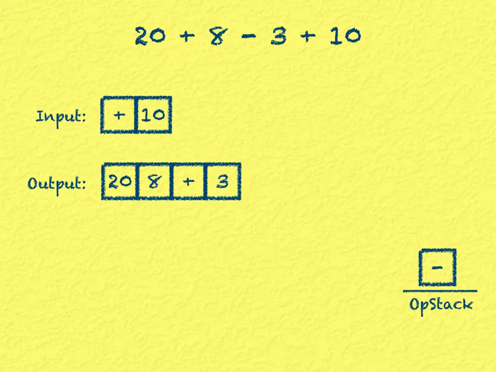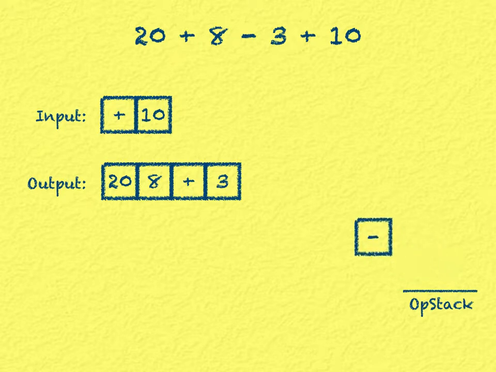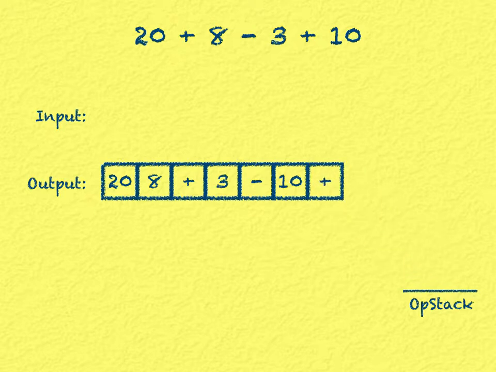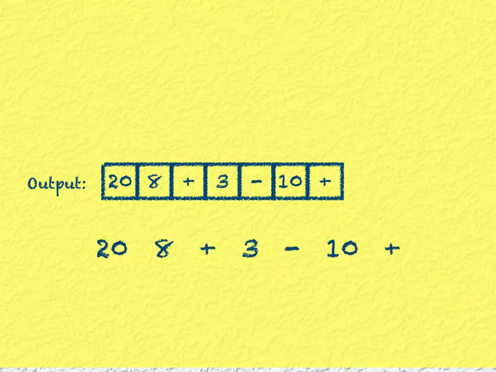Plus is an operator. Before we push it, we compare it to minus. Plus and minus have equal precedence, so we pop minus first, then push plus. 10 is a number, move it to the output. The input is empty, so we simply empty the op stack to give us our final expression.